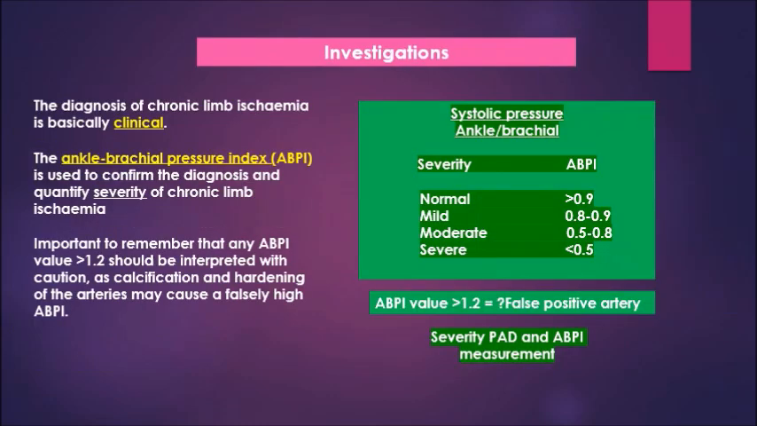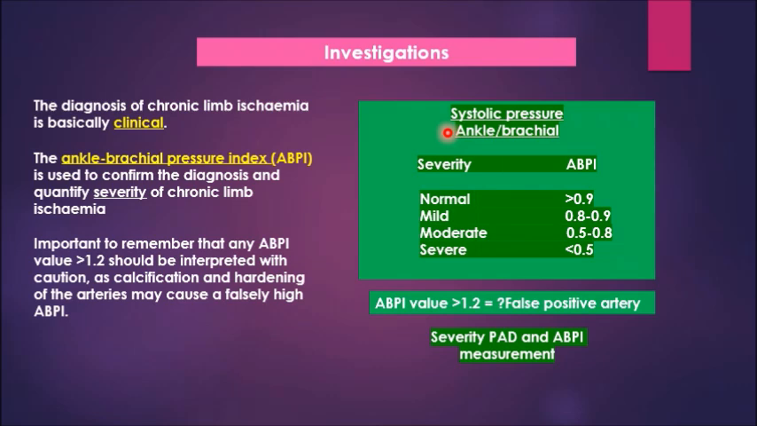Now, what are the investigations that are required for these patients with chronic limb ischemia? The diagnosis of chronic limb ischemia is basically clinical. I must remember this, but sometimes certain tests have to be done in order to confirm and establish the severity of the disease. The most important examination that can be done is the ankle brachial pressure index, ABPI, which is the ratio of the systolic pressure at the ankle to the systolic pressure at the brachial artery in the elbow.